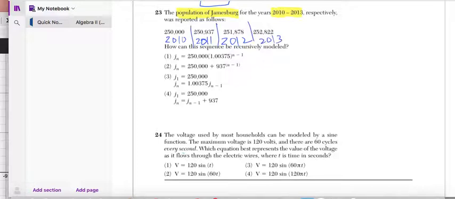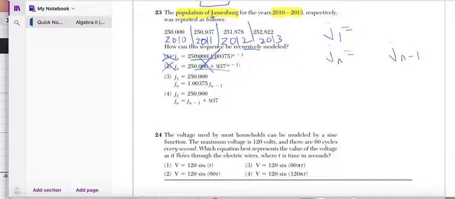All right, how can the sequence be recursively modeled? So first thing, in a recursive function, they're using J for the population of Jamesburg. A recursive function must start by stating the first term and saying what you're doing to the previous term, J of n minus 1, to get the next one. The fact that these two are not doing that, these are explicit formulas, eliminates choice 1 and 2, and we're down to 50-50. Sweet.